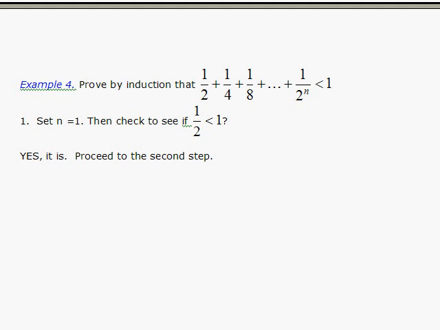So the first thing I do, again, is set n equal to 1 and see if it's true. So n equal 1 on this side means pick the first element. There's my 1 half, and I wrote that here. And there's nothing to substitute over here. Is it true? Is 1 half less than 1? Yes, this is true. We can proceed to step 2.